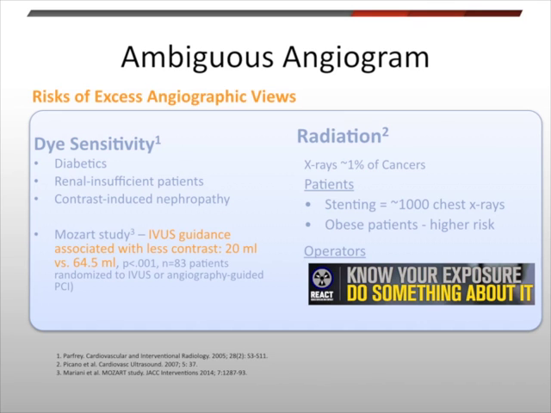And this is basically the problem when you're dealing with ambiguous angiograms. Anytime you have excessive angiographic views, not only are you boosting the radiation to the patient and increasing dye use, but you're also doing it to yourself. Interventional cardiologists typically take much more radiation than even radiologists do, and it's something to be aware of. The less angles we use, the less fluoro we use, the less dye we use, the better. And the MOZART study, which recently came out in 2014, showed that if you really stuck with IVUS guidance, it resulted in substantially less contrast, which is a good thing.